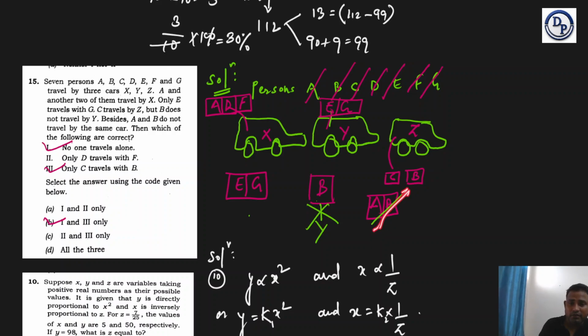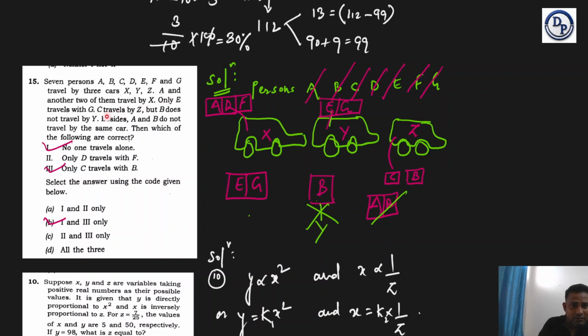A and B cannot travel together. So if A is here, B cannot come in any of these positions. B cannot come here. Anyhow, B cannot come in these positions with A. So now E and G come together. It is mentioned that E and G come together.